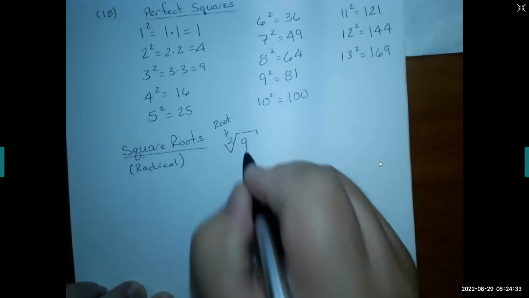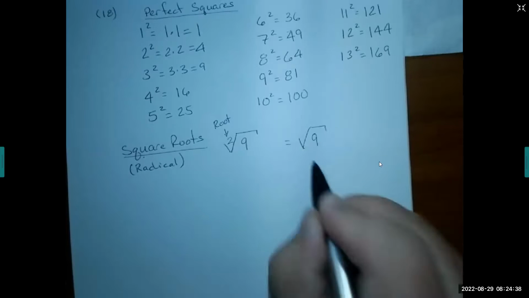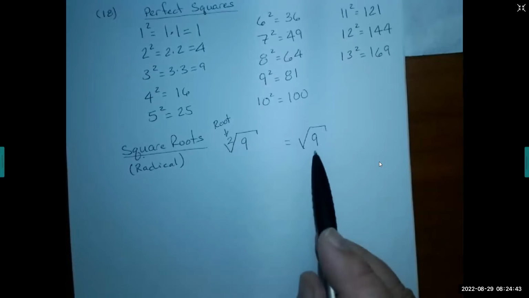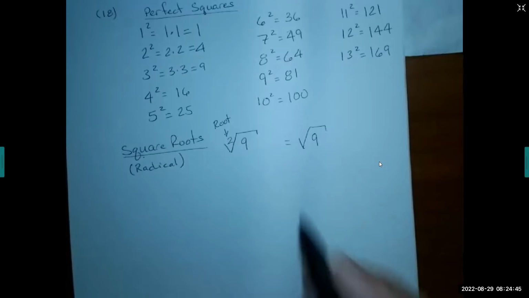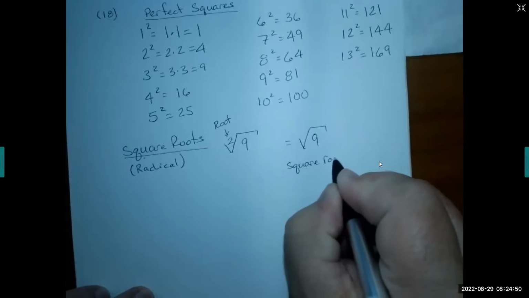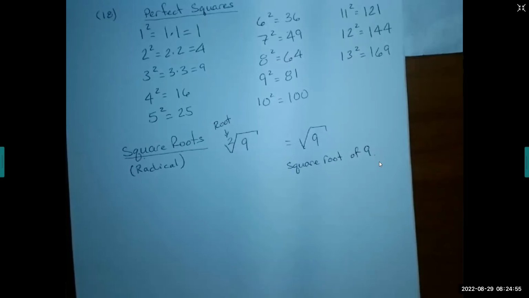So I'll put 9 in there. So how would you read that? It's a square root of 9. It's called the square root of 9. What is it asking you to find? It's asking you to find this.